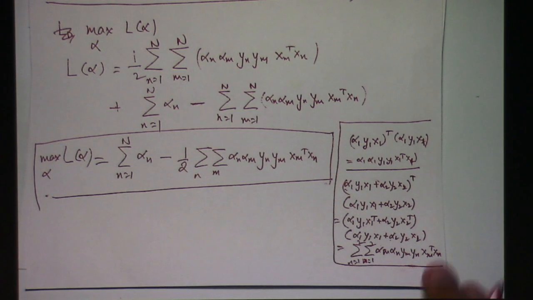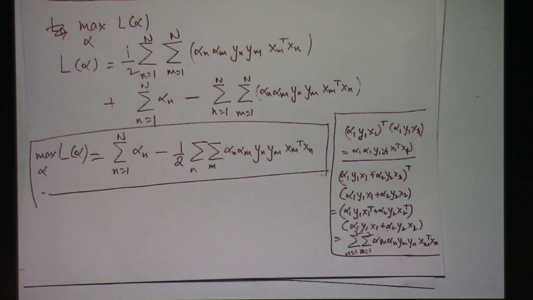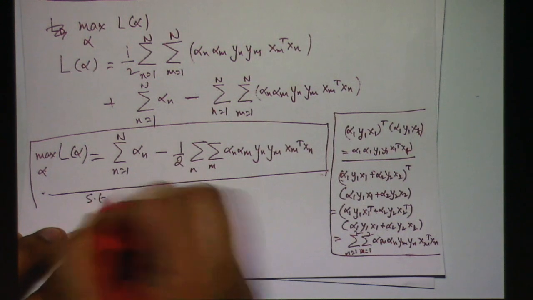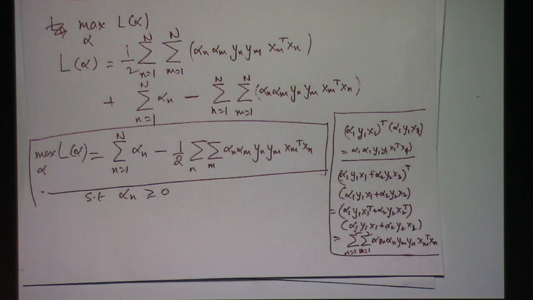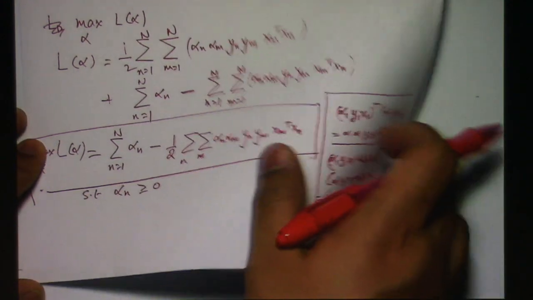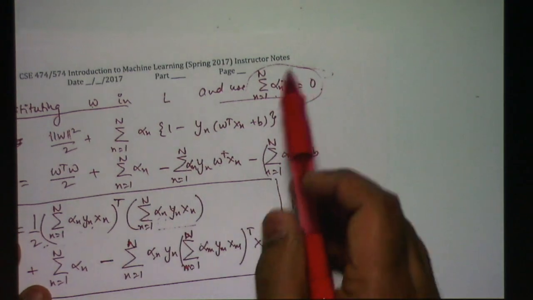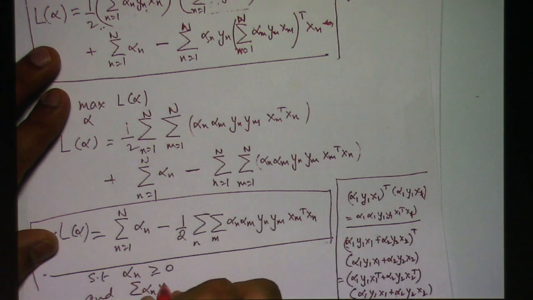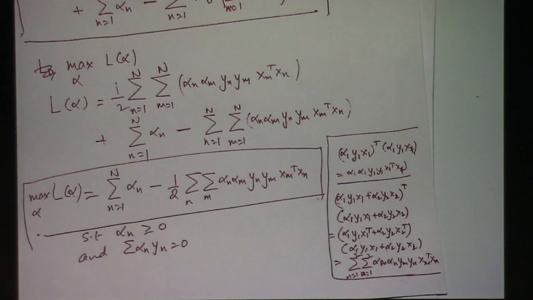All right, let's look at it closely. It's a function of n variables, alpha 1 through alpha n, and there are some constraints here. Subject to: all alpha n should be greater than or equal to 0. That's the Lagrangian constraint. And then there's also this constraint, which is what you get from the first minimization: the summation of alpha n y n should be equal to 0. So this is another constraint for the optimization problem.